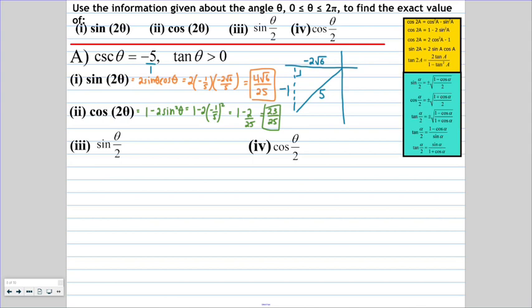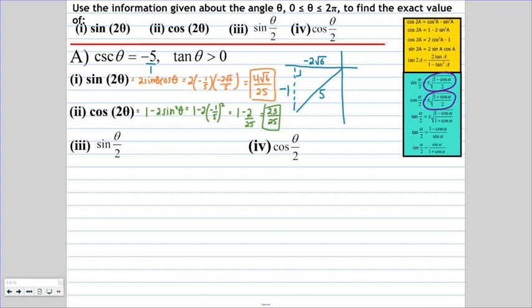Okay, down to 3 and 4. We're taking the sine of theta over 2 and the cosine of theta over 2. We're looking at the half angle expansions here. So, before I do anything, let's talk about theta and theta over 2. We have 2 expansions for sine of half an angle and cosine of half an angle. And both of those expansions require us to take the square root, which means that we have to figure out whether sine or cosine of half our angle is positive or negative.